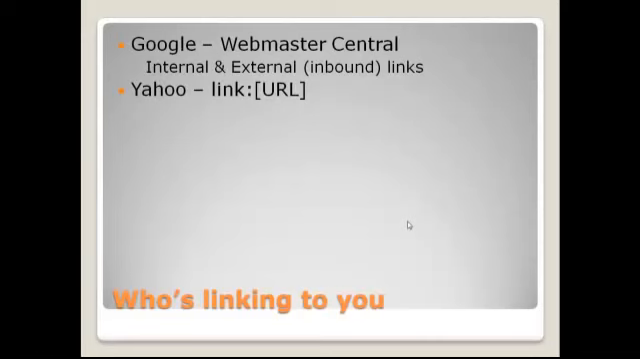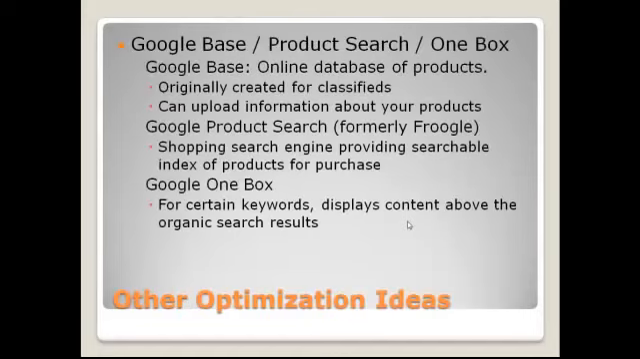Yahoo has a tool you can use. In their search, the code is just link: and where it says URL, you obviously put the URL that you're searching for. And it'll give you a list of some of the links that are pointing to your site. And here's some other additional optimization ideas.